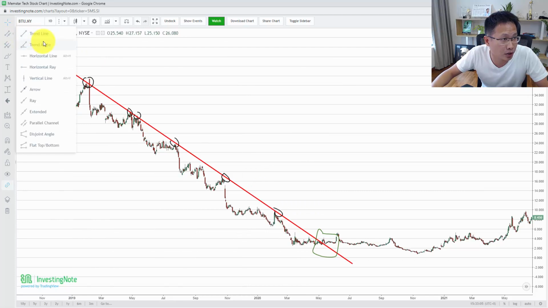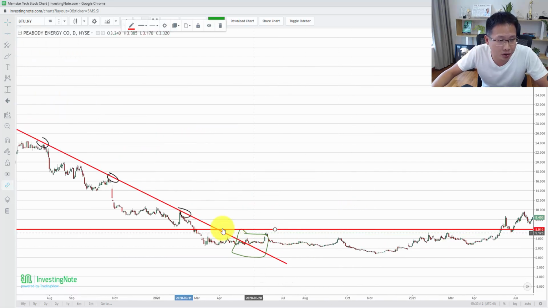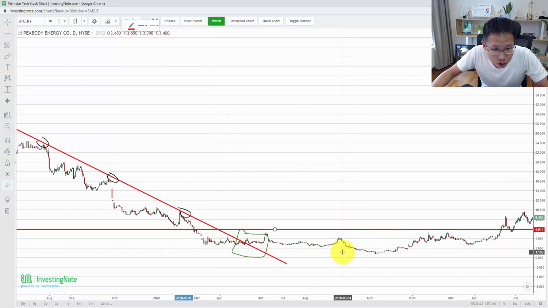We start to see a little bit of sideways consolidation, so we can actually draw what we call a horizontal resistance line as well, right? So that is key. As we break lower right here, this was a horizontal support. We broke this level, about $6. We went down and were pretty much consolidating as well.